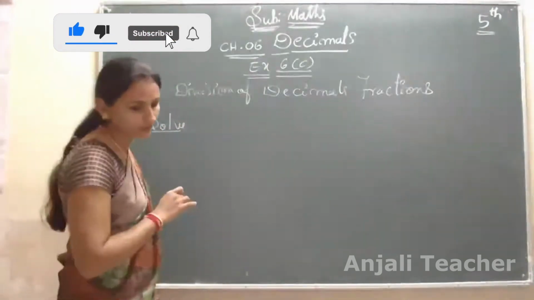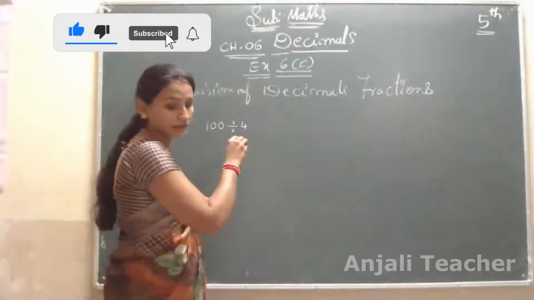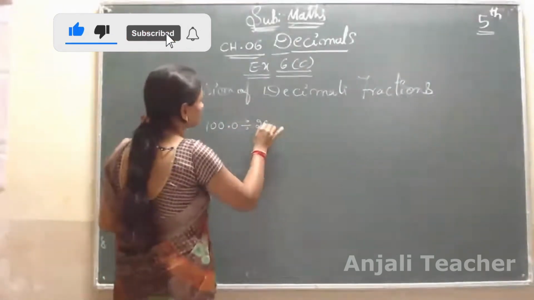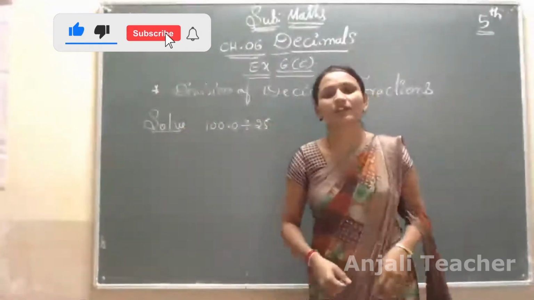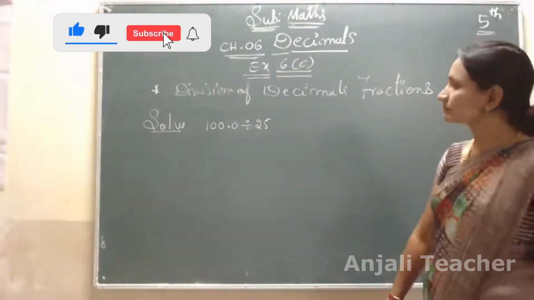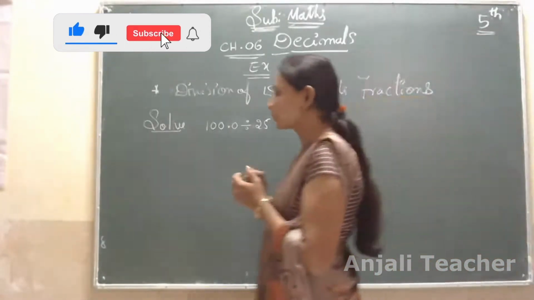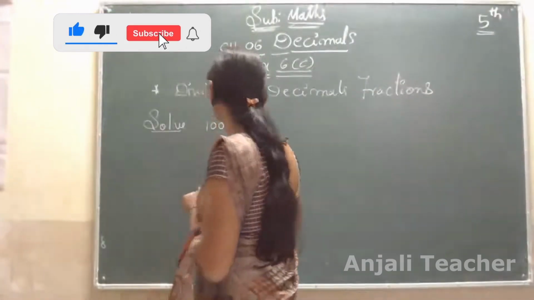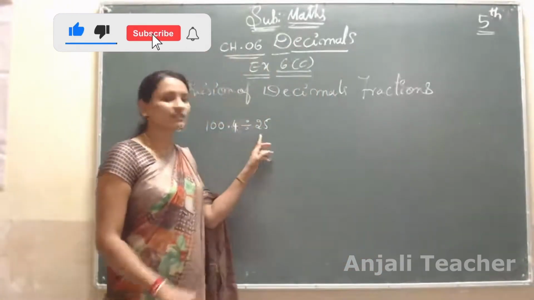The question is already given in your reader. So this question is 100.4 divided by 25. Students, the question is already given as an example. Now I will show you the example. You have to divide 100.4 by 25.